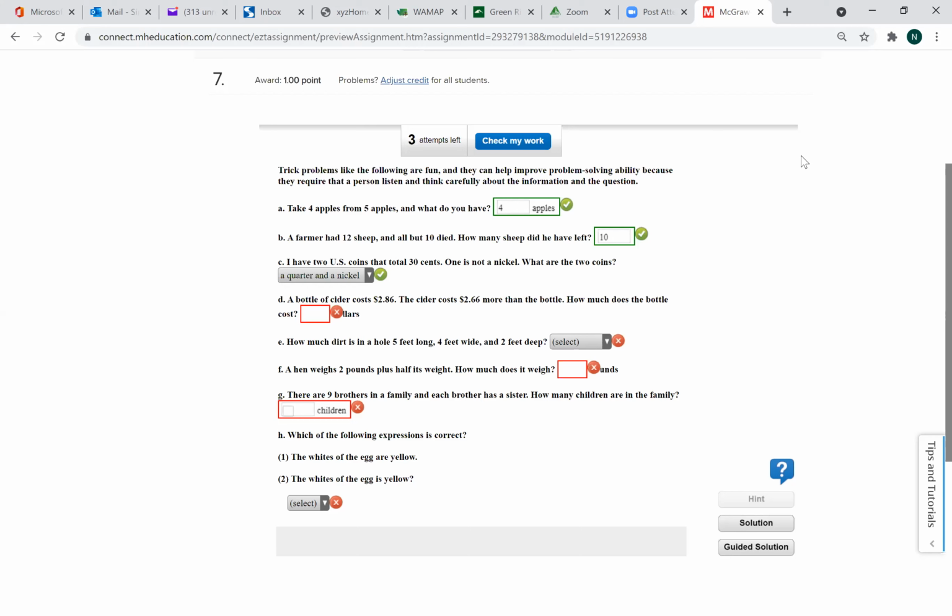How about if we say the bottle is X and the cider is X plus 2.60? 2.66? So you're saying you're going to do this one. You're going to write it in the chat. You're going to say X plus X plus 2.66.